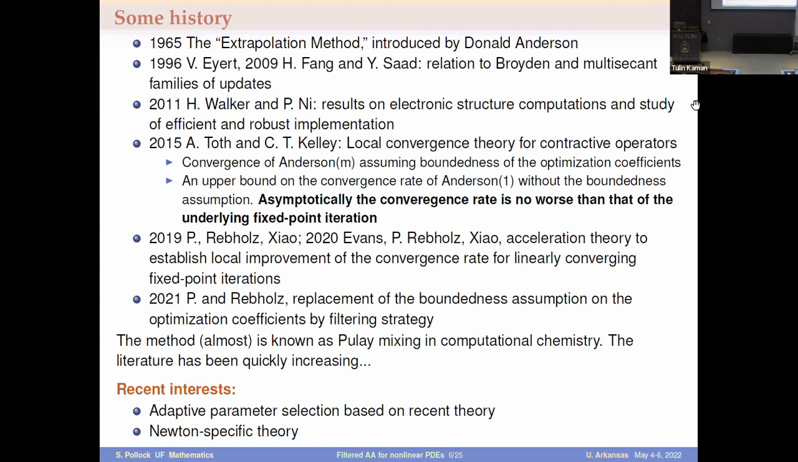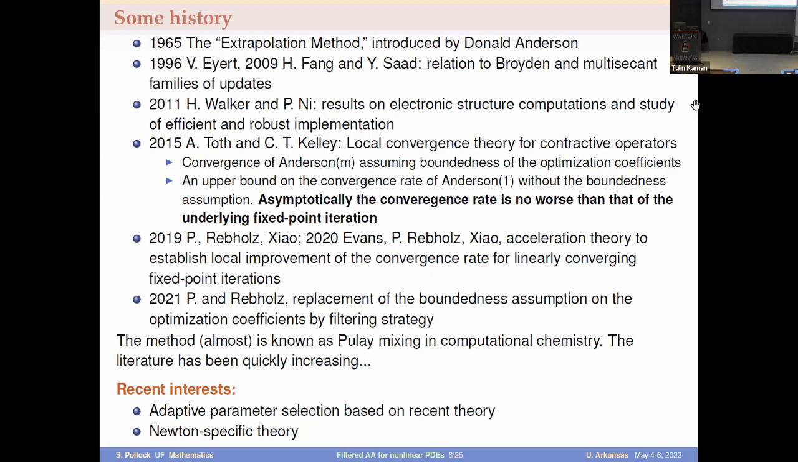Today, we're going to look at how we can avoid this assumption and actually safeguard against it using this filtering strategy. So what they essentially showed is that asymptotically, the convergence rate is no worse than that for the underlying fixed point iteration, which I'd like to emphasize was a pretty huge result because there really wasn't such analysis for the first 50 years.